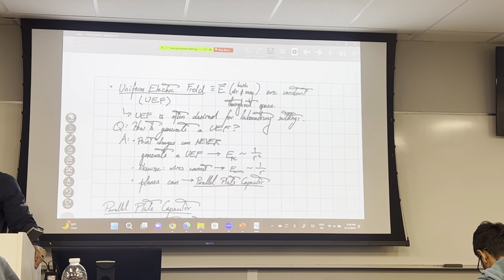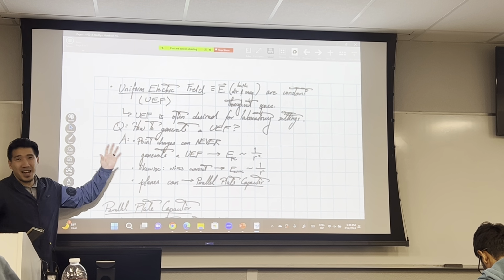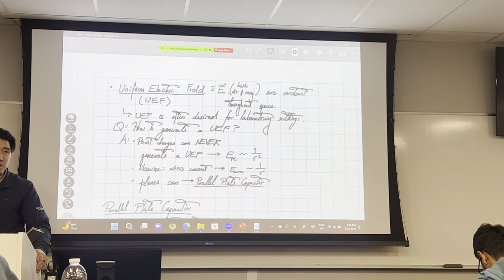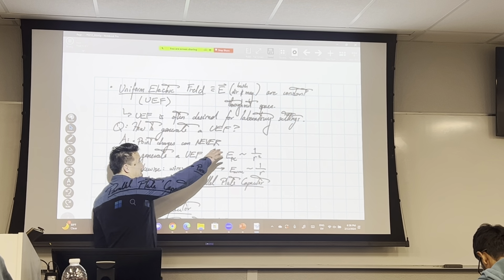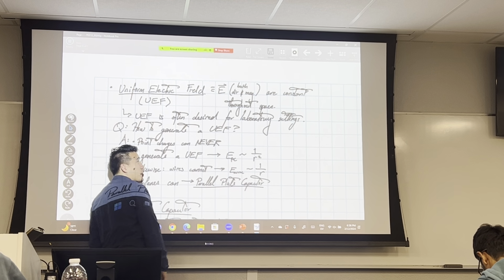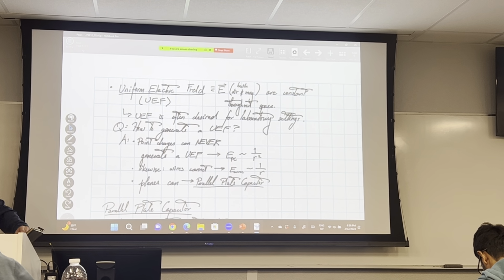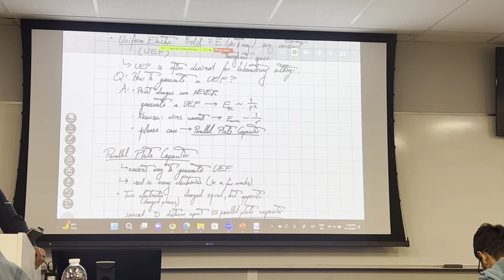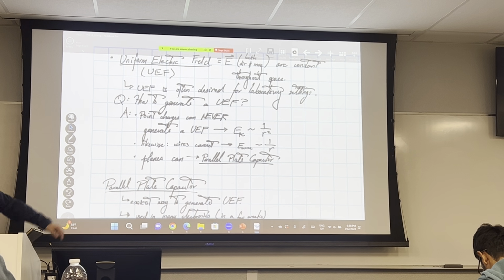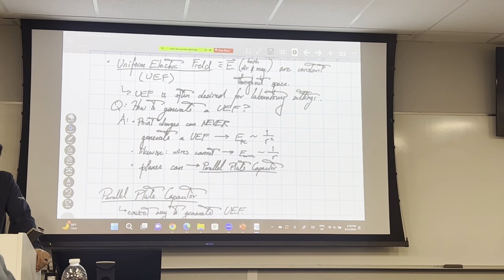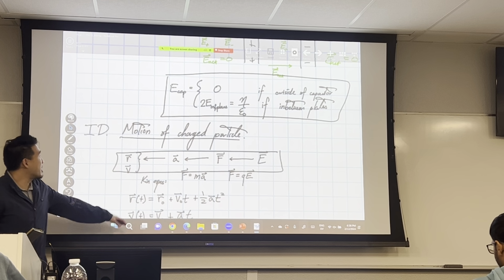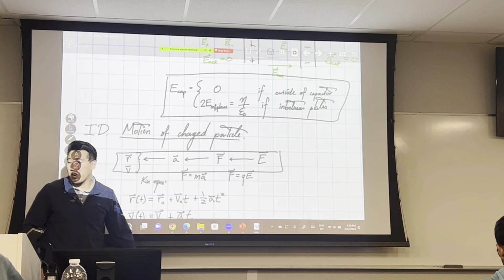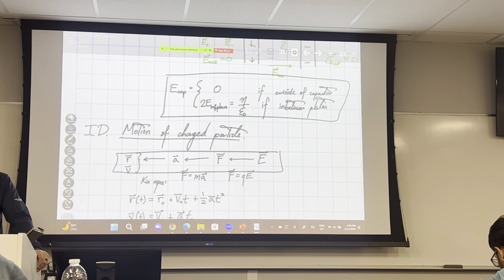So uniform electric fields are electric fields that do not change in terms of space. The electric field is the same everywhere in a generic region. And that is of great importance specifically in a laboratory setting, and we're going to go over the reason why. A uniform electric field, as opposed to one that is not uniform, allows us to really analyze the motion of a charged particle. And this is where we left off.